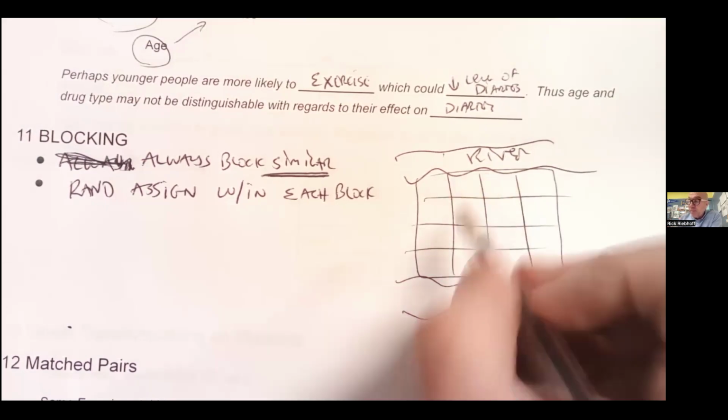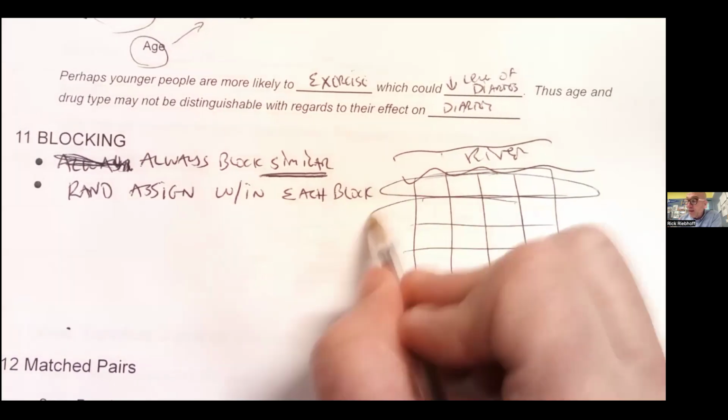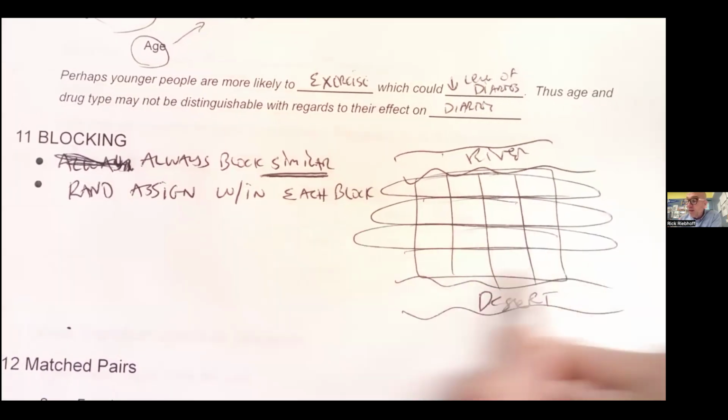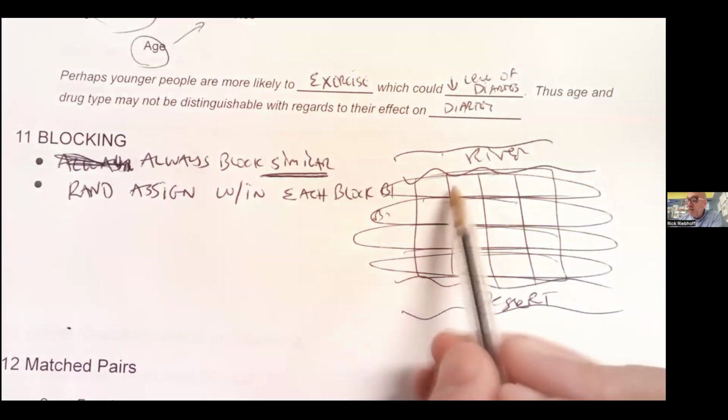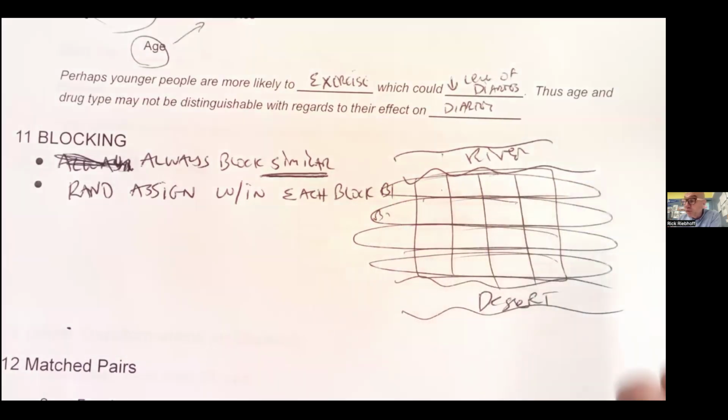So how would I block? I would block here and here and here and here. So this would be block 1, block 2, block 3. And then within each one, maybe there's 2 different types of trees that I'm growing, right? I would randomly assign the 2 treatments to these 4 groups. So we have 2 new trees and 2 old trees. And I do that within every block. That way, we make sure that the river and the desert have the same amount of effect on each of the 2 types, right? Cool.